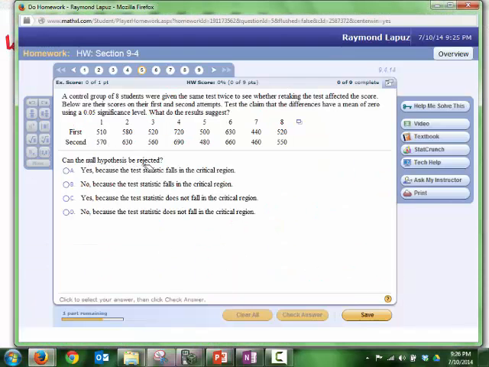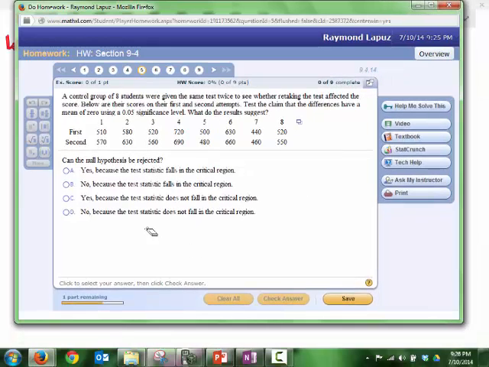Can a null hypothesis be rejected? What did we do? We didn't reject it, right? We did not, so that's no. The test statistic falls in the critical region. No, the test statistic does not fall in the critical region. We didn't do that test statistic business, but which one should it be? If it falls in the critical region, then you have to reject it. So B is not the answer. So it has to be D. Okay?